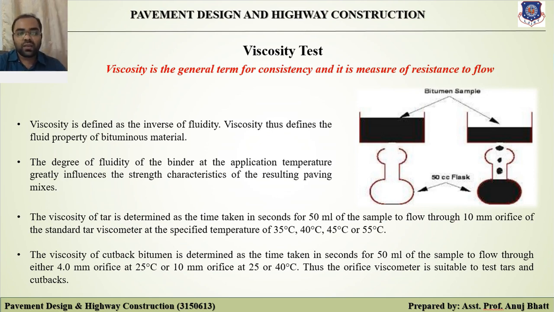And the viscosity of cutback bitumen is determined as the time taken in seconds for again 50 ml of the sample to flow through either a 4 mm orifice at 25 degrees Celsius or a 10 mm orifice at 25 to 40 degrees Celsius. Thus, the orifice viscometer is suitable to test tars and cutbacks.